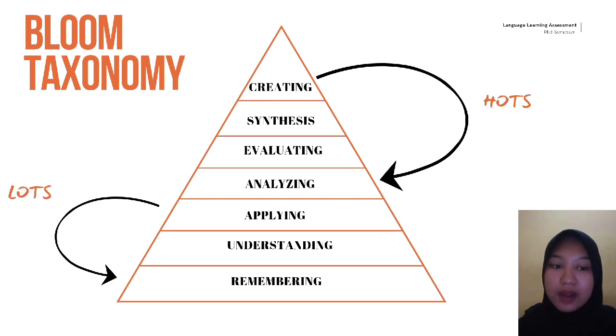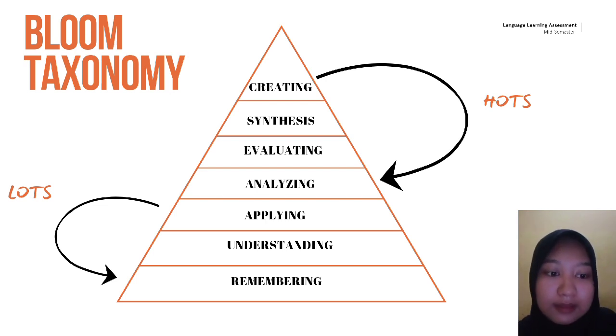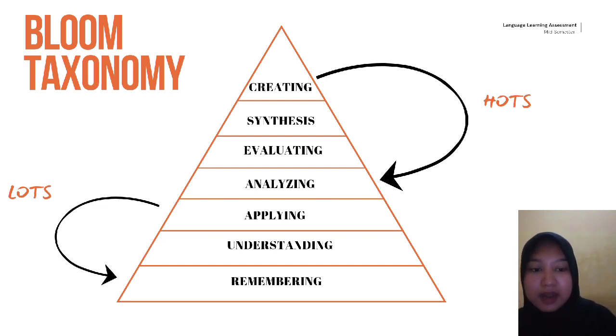And then the last one is creating. It is being able to produce something. For example, the students can write an essay, theories, classification, proposal, scientific writings, and others. So the lower order thinking skills are from remembering to applying, and then analyzing to creating are higher order thinking skills.